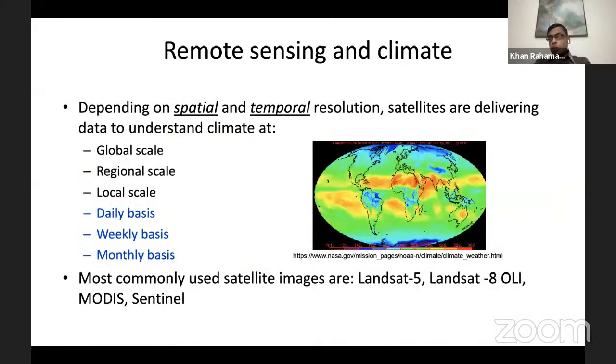But what I'm going to talk about today is the application of remote sensing to model climate. You probably all know that climate is a major threat these days for us. Climate should not be a threat, but now it's a threat because it's changing, and it's changing very rapidly.